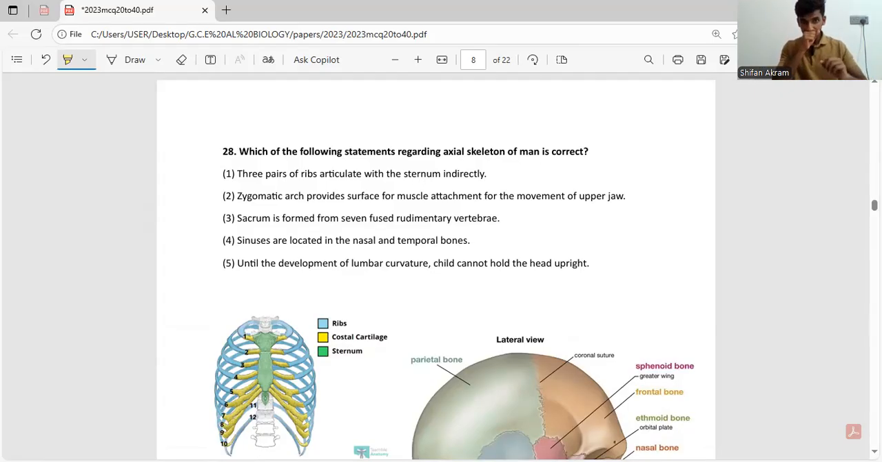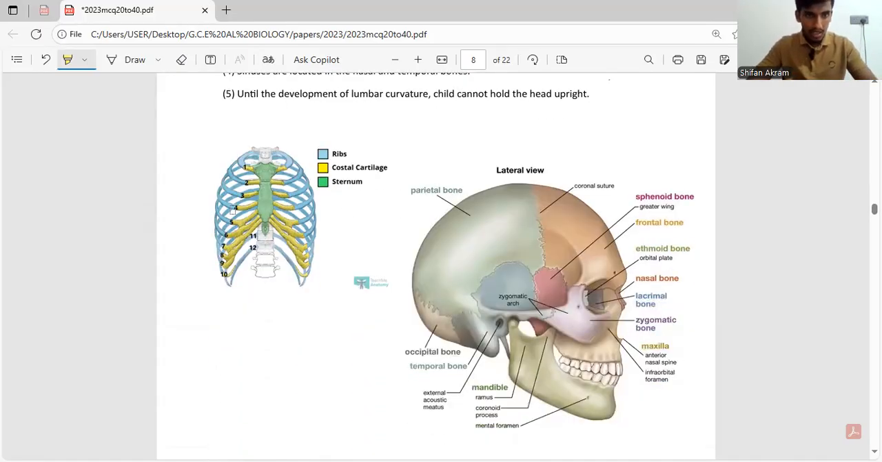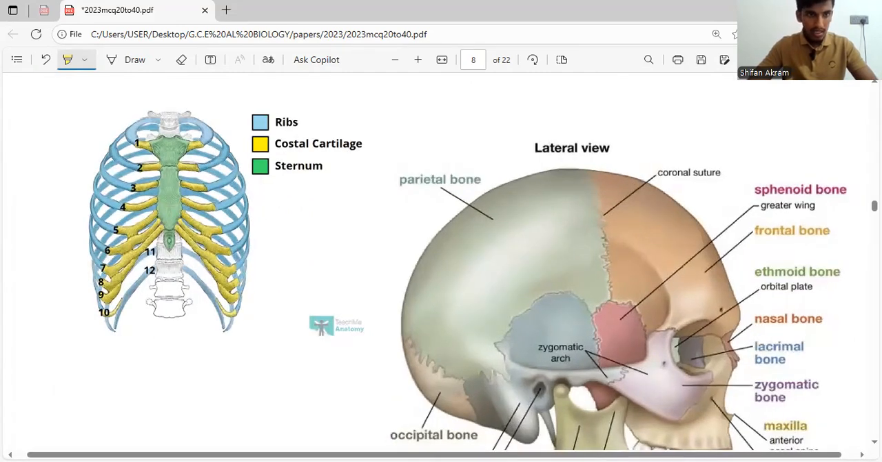I have added a lot of images for this question because it's really easy explaining the bones when there are images of the bones. Now, first statement: 3 pairs of ribs articulate with the sternum indirectly. Here you can see the image of the sternum, the green colored part. Now, 7 pairs of ribs are directly attached to the sternum through costal cartilage, the yellow colored part.